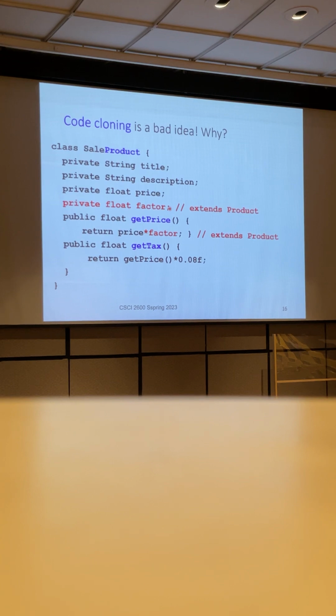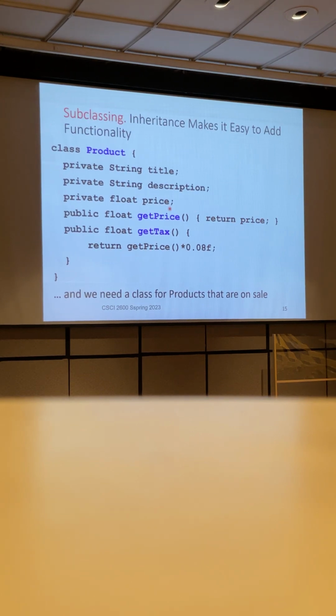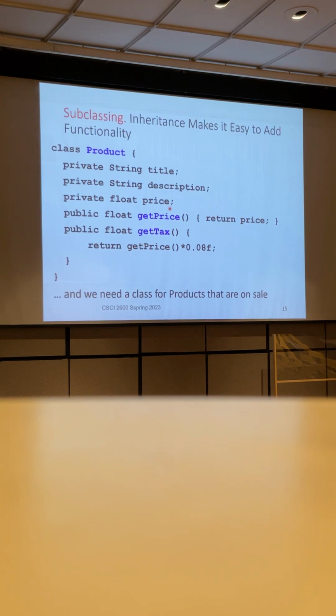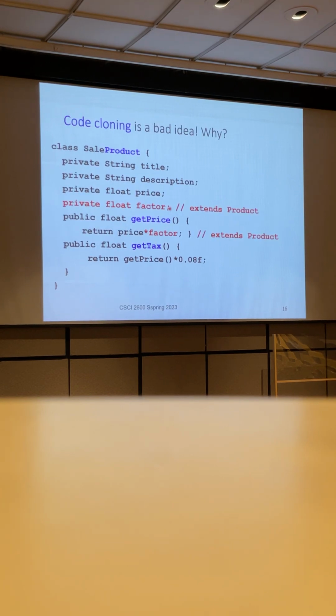All right. So we are looking at these two classes. Can we always substitute sale product for product? Imagine we had an instance of product. Can we just substitute an instance of sale product for it? And the answer is no.